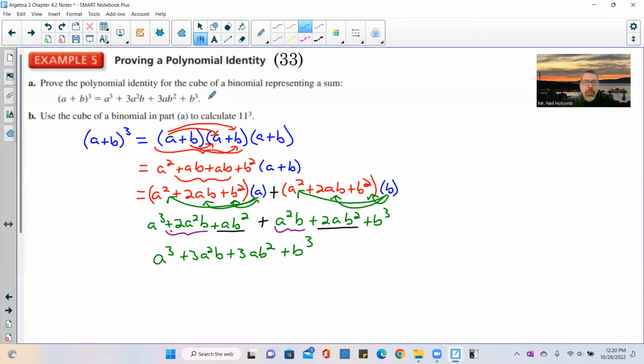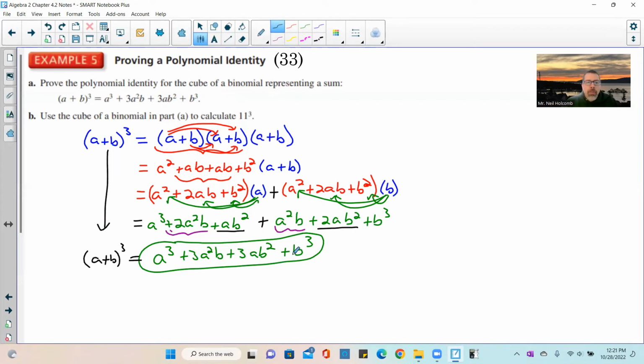Okay, so now if you look, I have a cubed, 3a squared b, 3ab squared, and b cubed. We just showed that distributing multiple times repeatedly gives us this. So we proved that (a plus b) cubed does in fact equal, there should be equal signs here, so (a plus b) cubed, if we brought this down, equals this side. And that's what we were trying to prove.